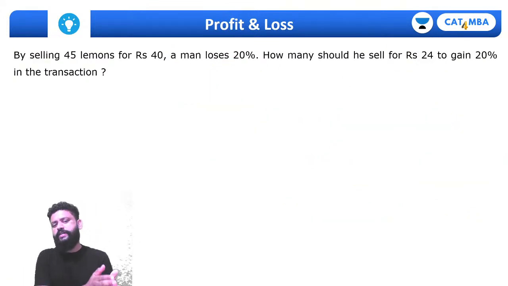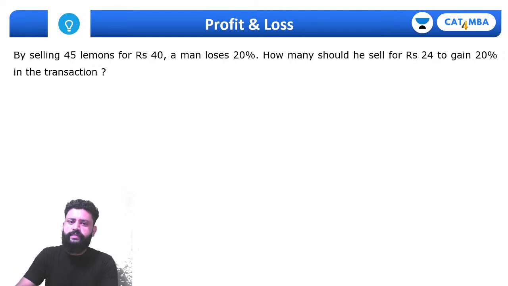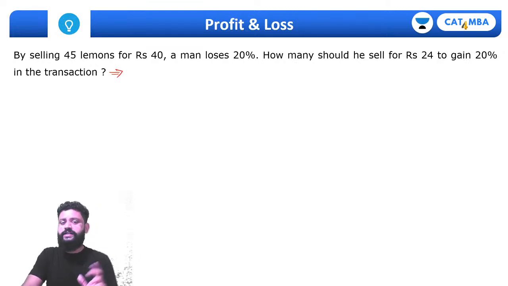By selling 45 lemons for rupees 40, a man loses 20%. How many should he sell for rupees 24 to gain 20% in the transaction? I'm quite sure everyone understands this question and knows what to do, but I don't know, you get stuck in calculations or misinterpret something. And this is a general observation. This kind of question comes, a few of the students get stuck.